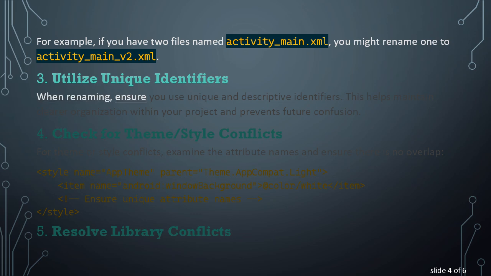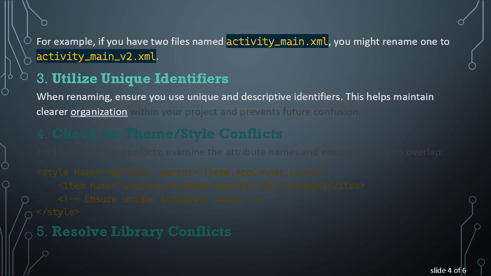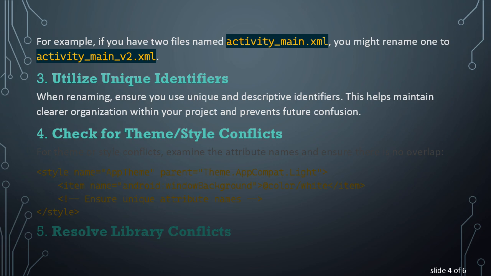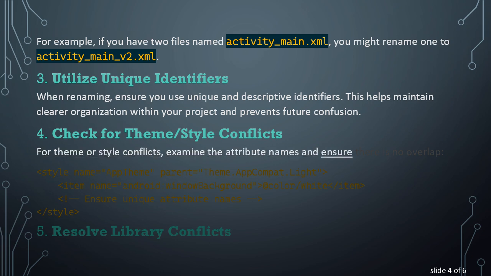3. Utilize unique identifiers. When renaming, ensure you use unique and descriptive identifiers. This helps maintain clearer organization within your project and prevents future confusion. 4. Check for theme/style conflicts. For theme or style conflicts, examine the attribute names and ensure there is no overlap.